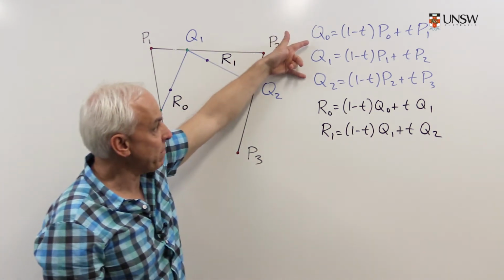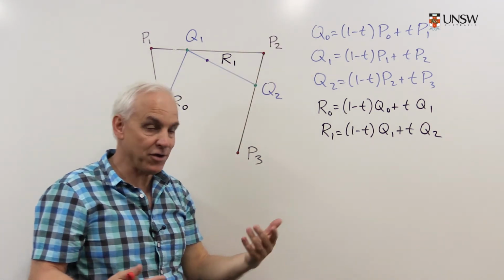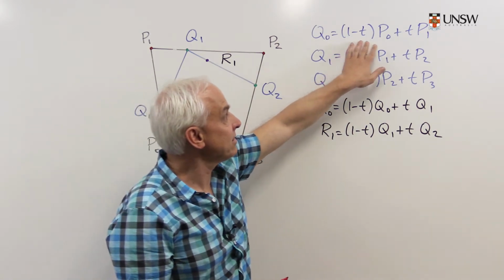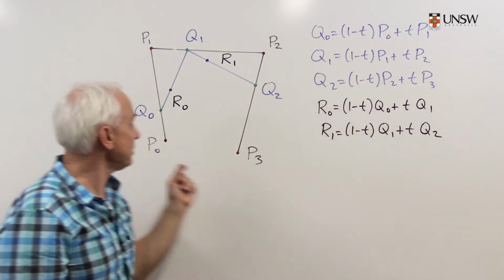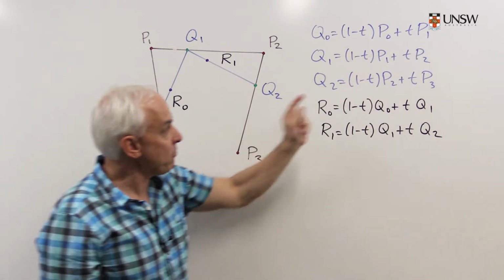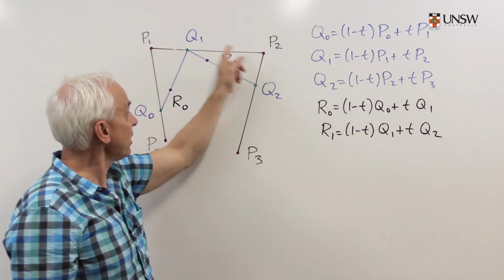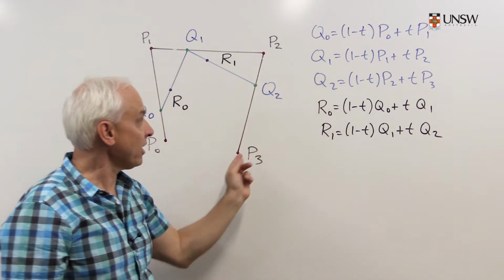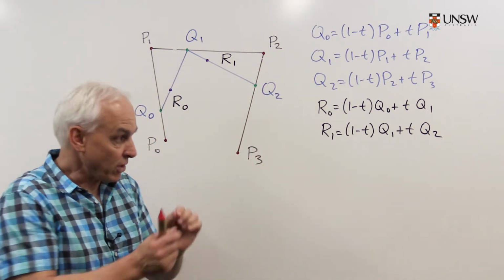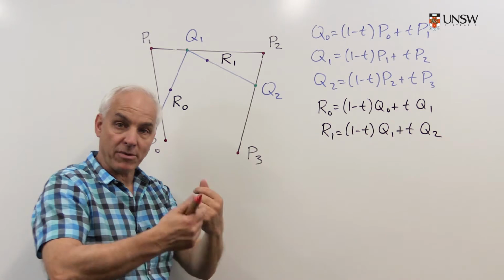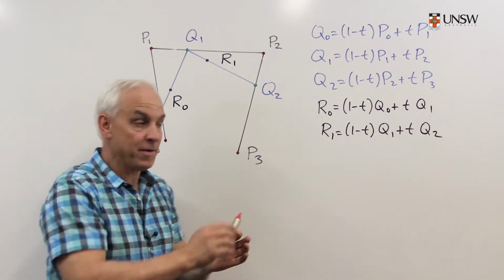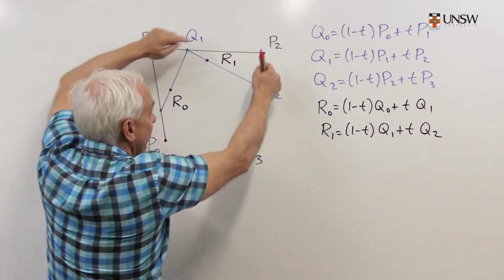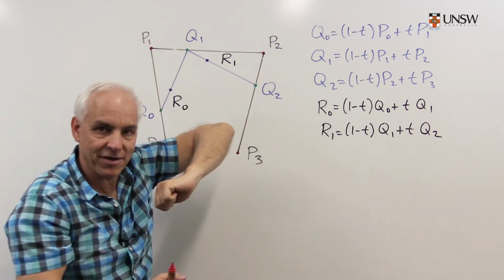And those are created just by this well-known technique of convex linear combinations, taking a weighted sum of P0 and P1 to get Q0, the same weighted sum of P1 and P2 to get Q1, and the same weighted sum of P2 and P3 to get Q2. So as t, this variable or parameter, goes from 0 to 1, Q0 is moving like this, Q1 is moving like this, and at the same time Q2 is moving like that.